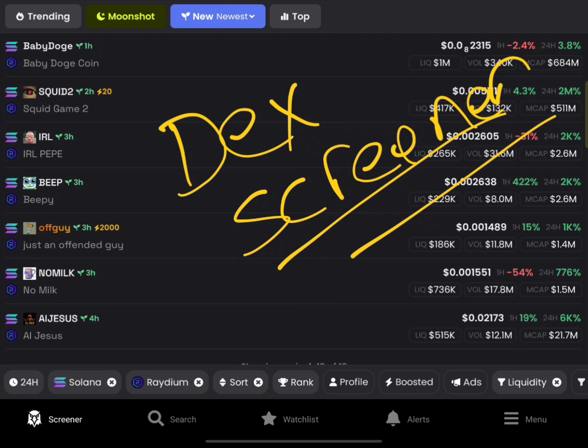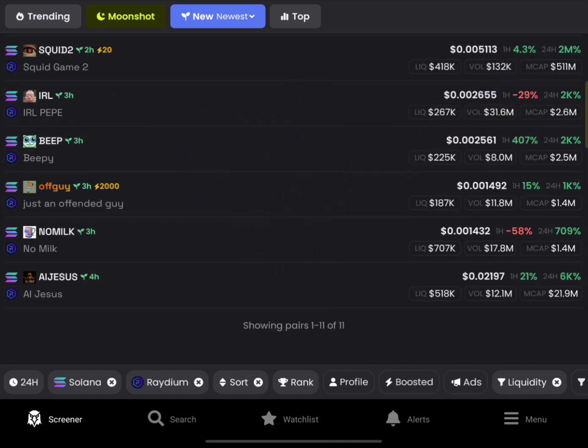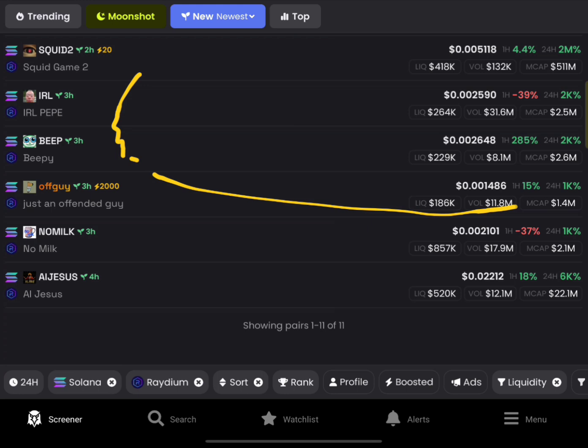So what I'm going to do right now is click in on one of these meme coins that has been trending for quite some time and show you guys where you would put your stop loss in every possible scenario. I'm just going to go down the list here, and it looks like this one says negative 37%. So let's pick something that's currently doing bad. I'm going to show you how to avoid bad situations. So no milk. We're going to click in on this one.